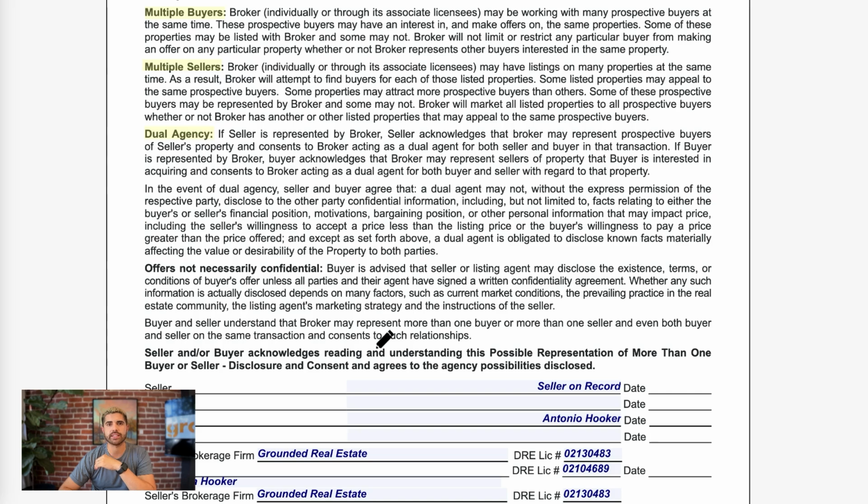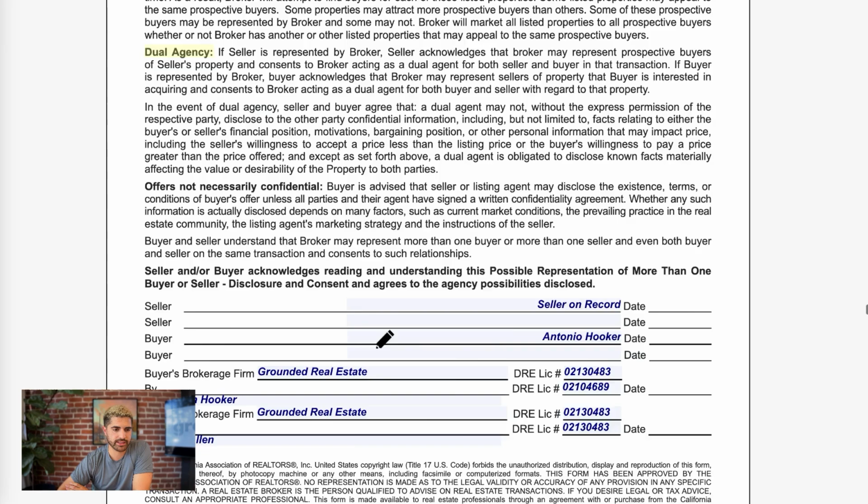And then dual agency is representing both a buyer and a seller in the same transaction. So let's say I have the listing, you're interested in purchasing that listing as the buyer. I represent you. I'm going to fill out the offer the way that you want it written, and I'm going to present the facts to the seller and let them decide. I don't make any of the decisions. I'm just here to facilitate the process.